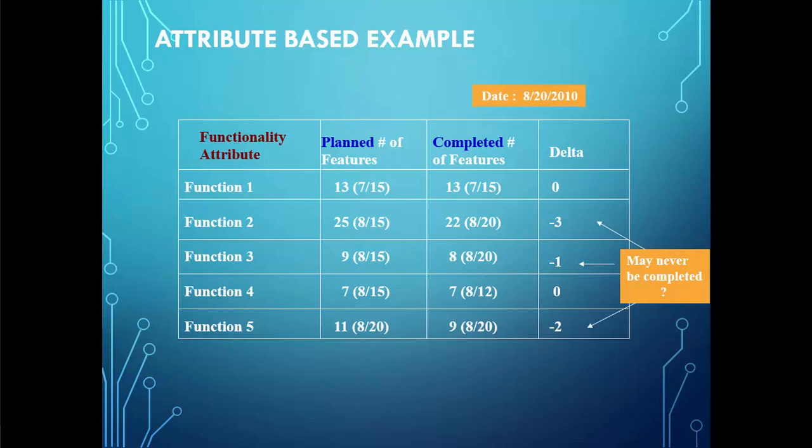For each function you can see the different dates, and if it was completed as was planned or not. The negative values indicate that those features may never be completed. Since the due date came and it's not done, then it may never be completed.